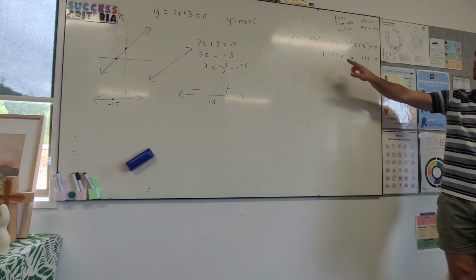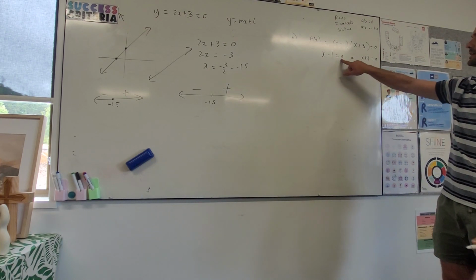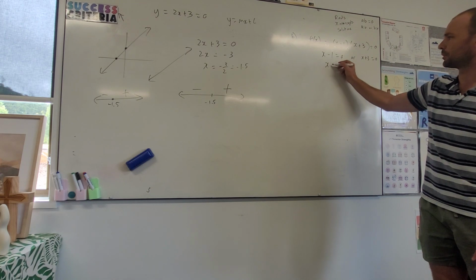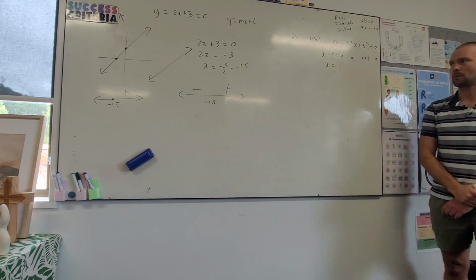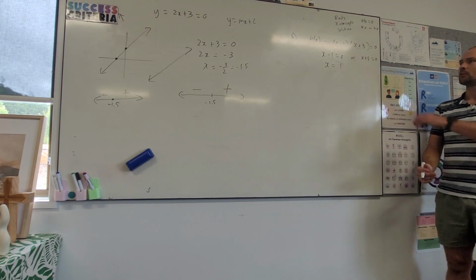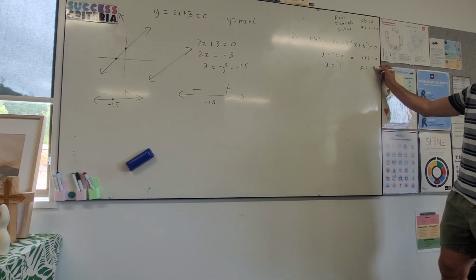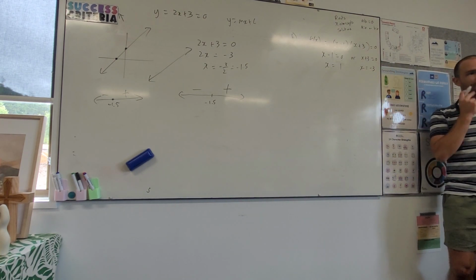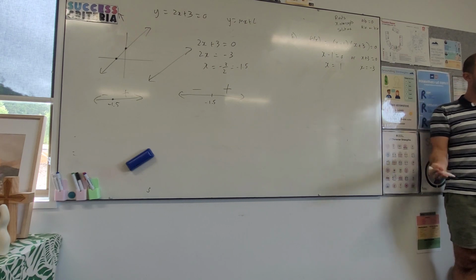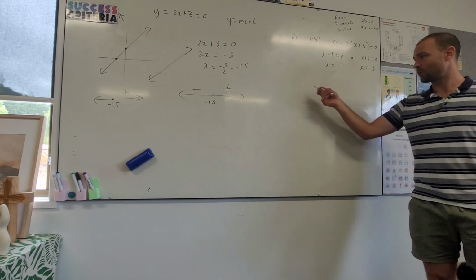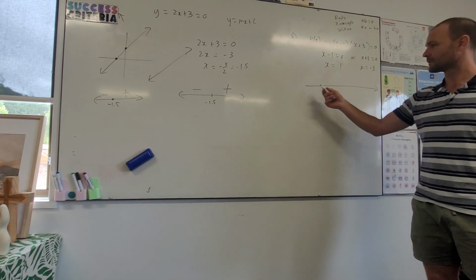All right, we're solving both now. We have x take 1 is 0. We're going to plus 1 to both sides to get x by itself. Over here, we're going to take away 3 from both sides to get x by itself. So we have x is 1 or x is minus 3. So we're ready to put those on the sign diagram.